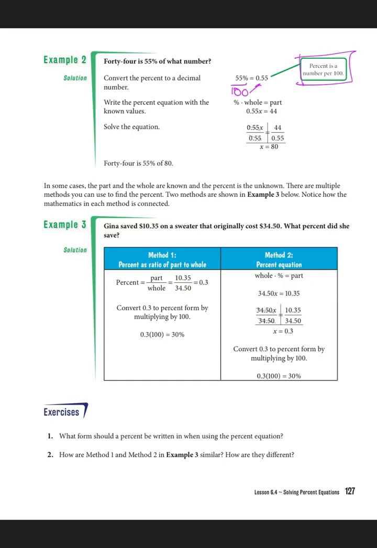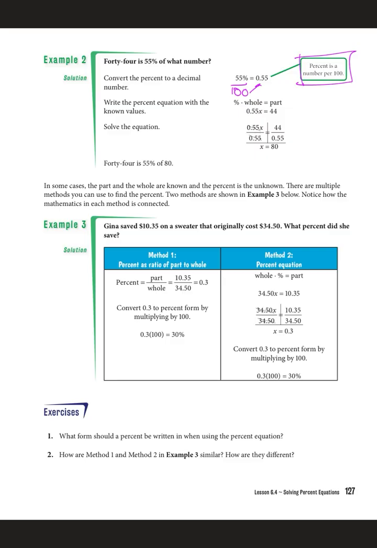And then it says write the percent equation with the known values. The percent times the whole equals the part. So 0.55 times x equals 44. Solve your equation. It's a multiplication equation. So the opposite of multiplying is dividing, so that's why they divide both sides by 0.55. And then they come up with x equals 80. So 44 is 55% of 80.